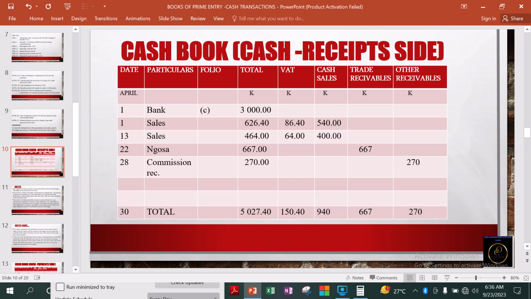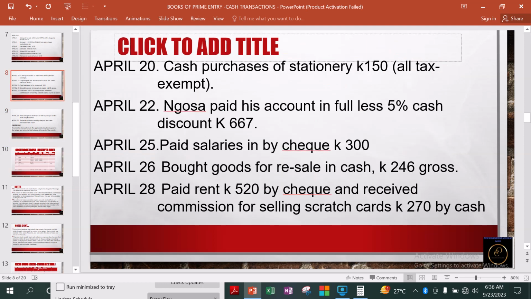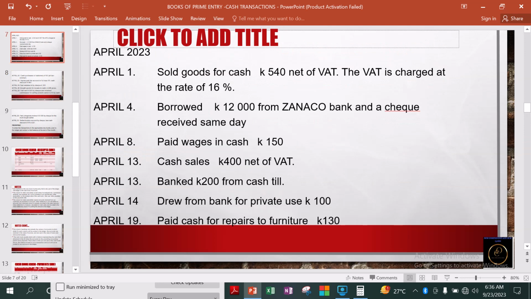So we move on to look at the next transaction. The next transaction took place on the 13th of April again, where we banked 200 kwacha from the cash till.